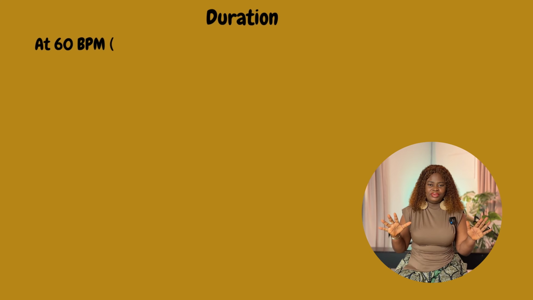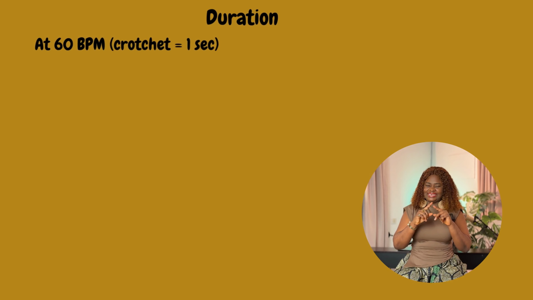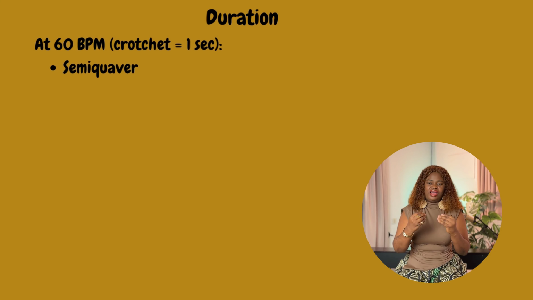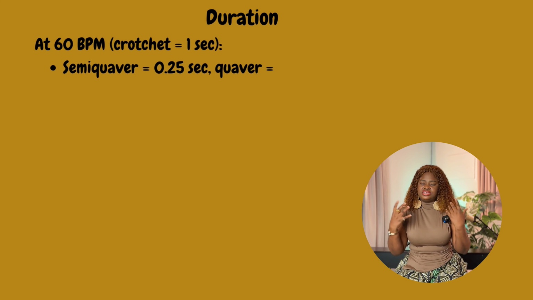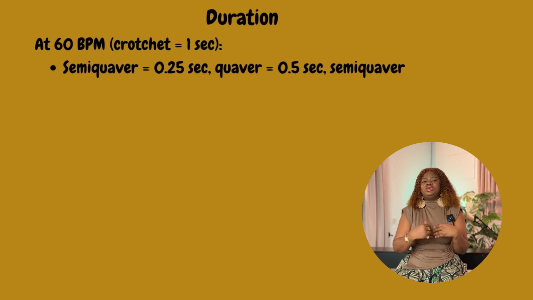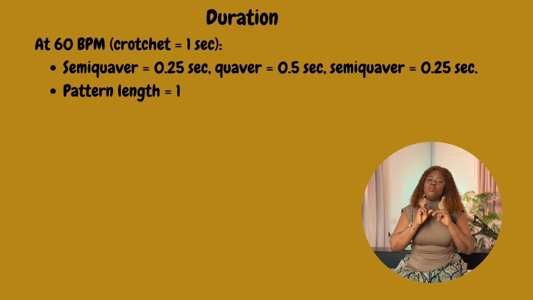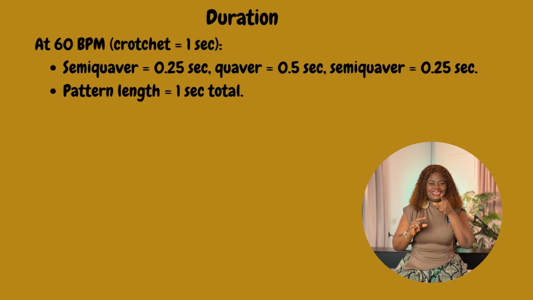At 60 beats per minute, 1 crotchet beat is 1 second. In this pattern, the semiquaver is going to be 0.25 seconds. The quaver is going to be 0.5 seconds. And then the last semiquaver is going to be 0.25 seconds. And everything is going to add up to 1 second. So let's see how this sounds.